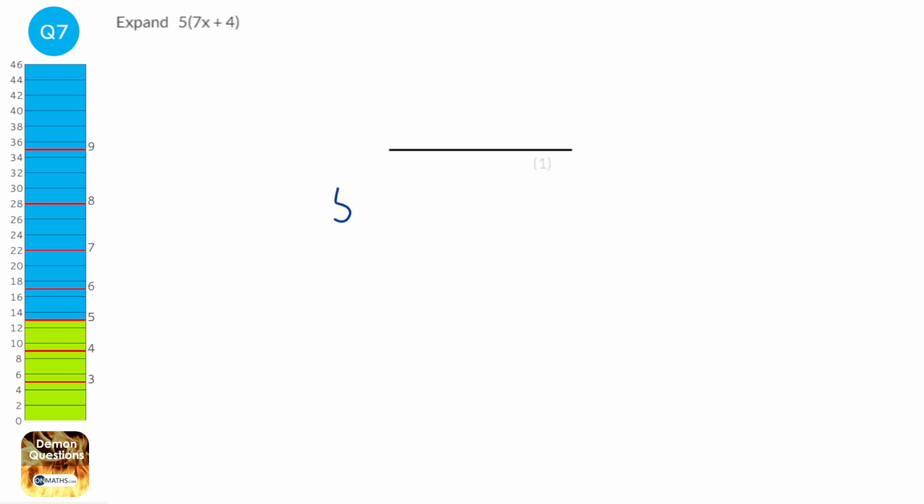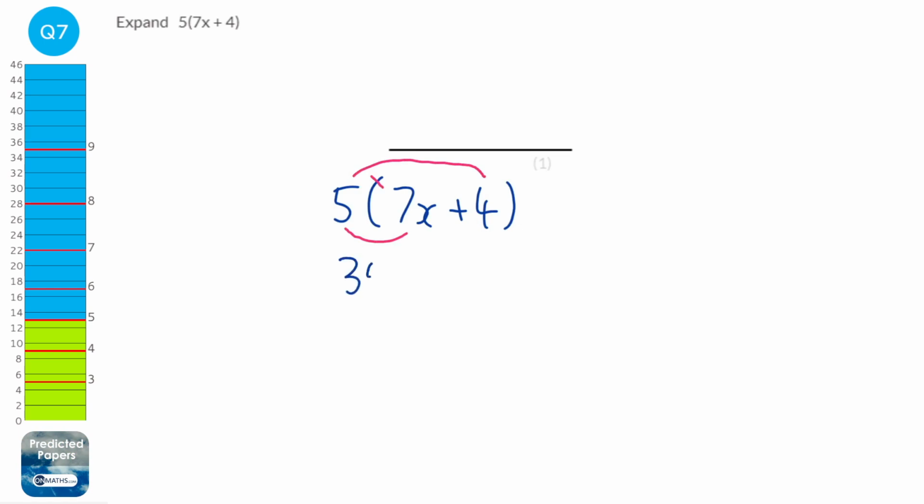I'm just going to write the question out a bit bigger, just so we've got more room. There are loads of different methods of expanding brackets. I'm going to do smiles and rainbows. So we just draw a smile rainbow, and I put a little line there to remind me to times it. So we do 5 times 7, which is 35, and it's 7x, so it's going to be 35x, and 5 times 4, which is 20. So the answer is 35x plus 20.